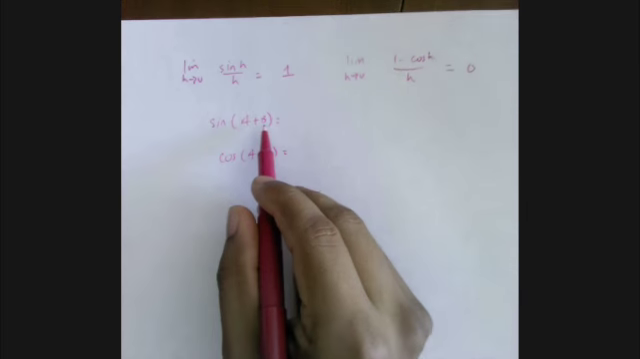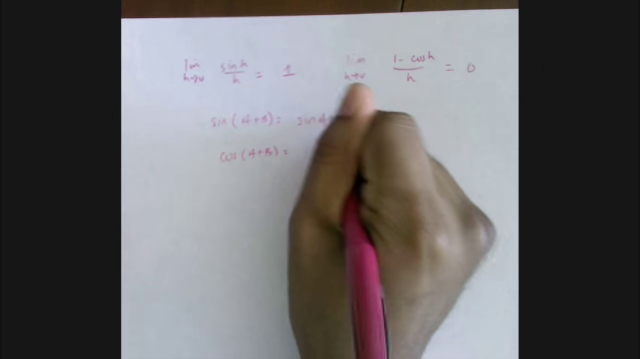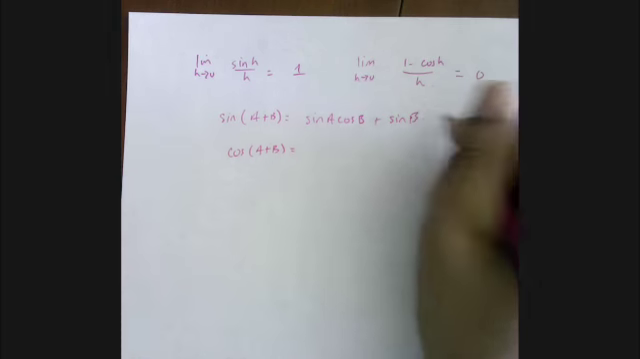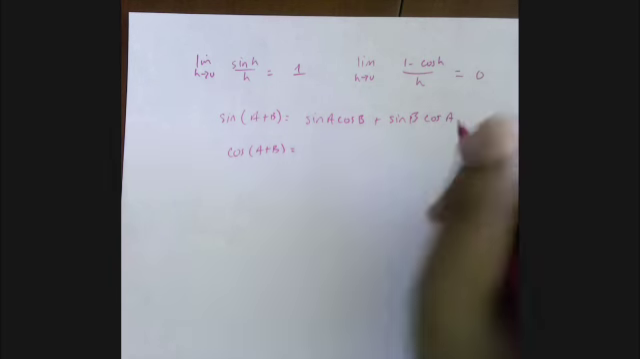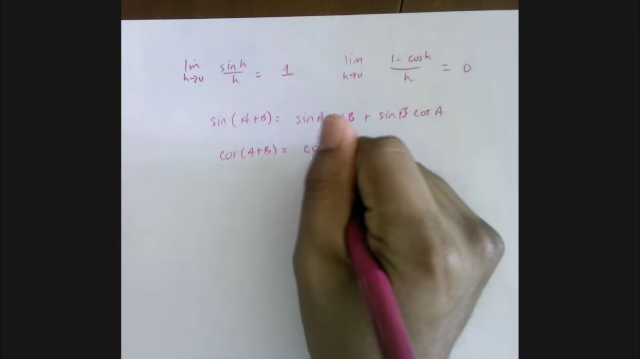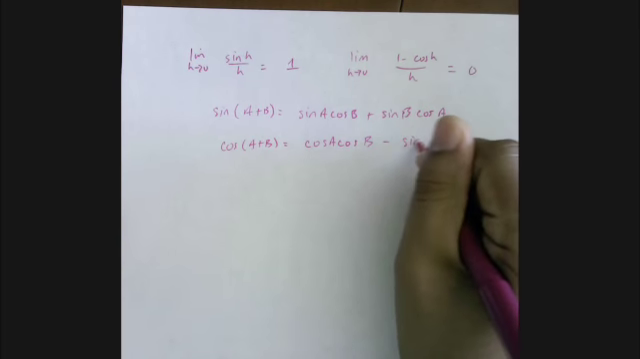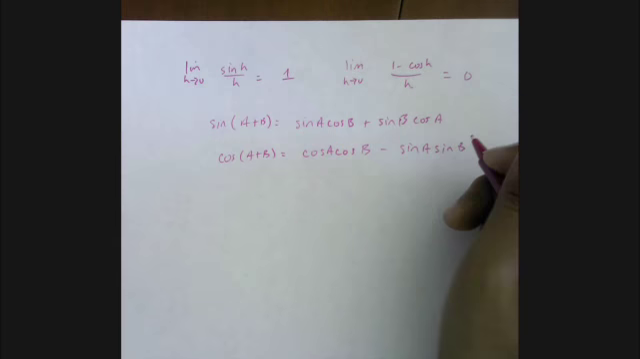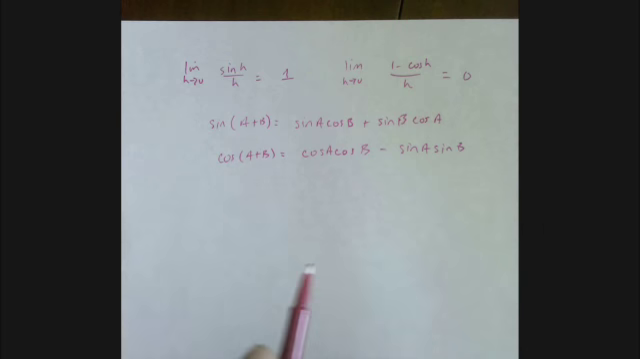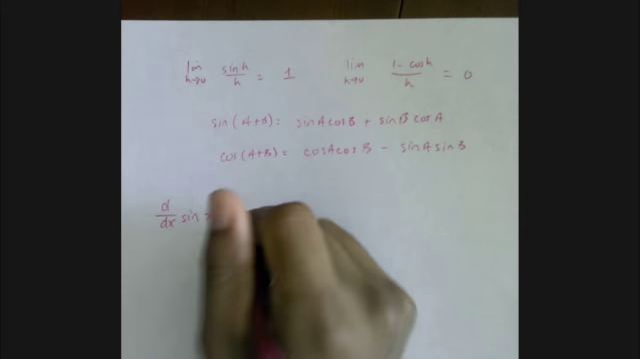The sine of quantity a plus b was equal to the sine of a times the cosine b plus sine of b cosine a. You may remember this from your trig. And if not, that's what it's equal to. And finally, cosine of quantity a plus b is cosine a cosine b minus sine a sine b. And we'll have to use some of this information at some point in order to derive the derivative of sine x and cosine x.